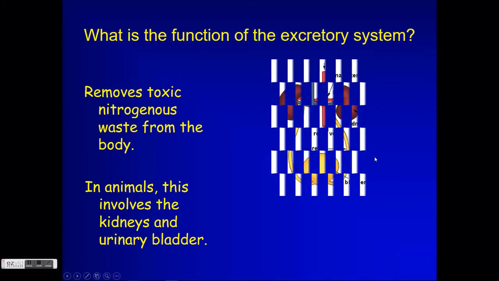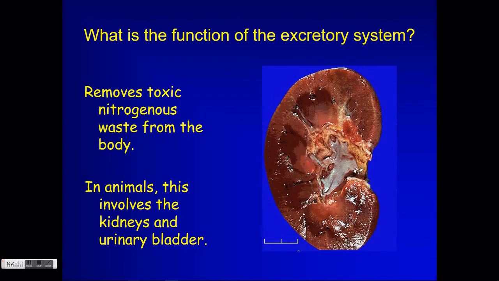This is an example of a kidney, a cross section of it. When we do the rat dissection coming up at the end of May, we're going to be seeing where those kidneys are located and identifying a very, very thin ureter.